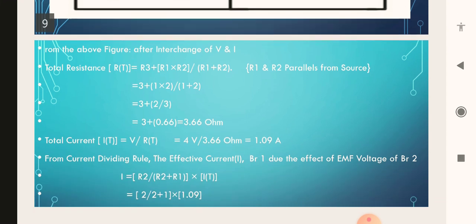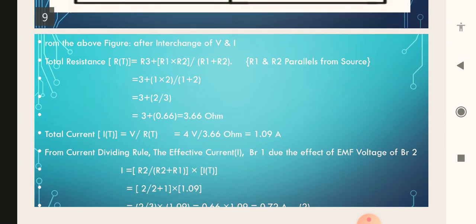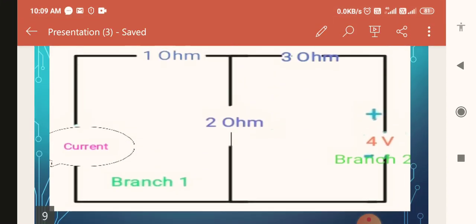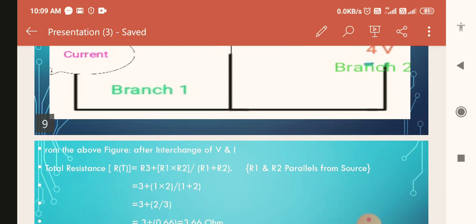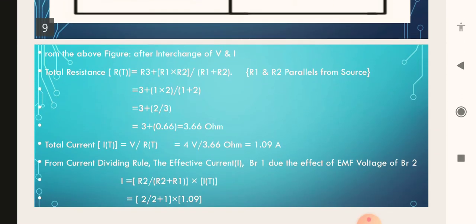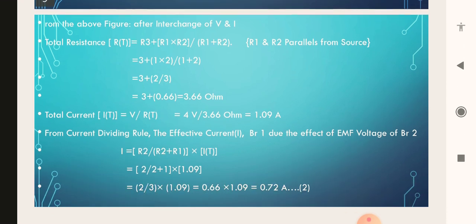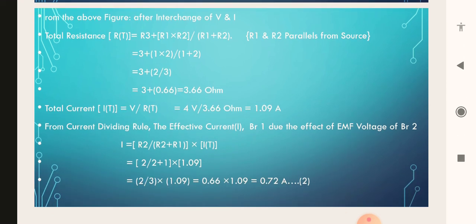After interchanging, we need to find the total resistance. Here R3 is in series and 1 and 2 ohms are in parallel. So R3 plus R1 into R2 by R1 plus R2. R1 and R2 are in parallel from the source. Replacing the values, 3 plus 1 into 2 by 1 plus 2, 3 plus 2 by 3. After simplification you get 3.66 ohms.